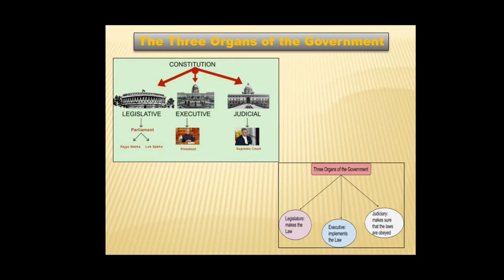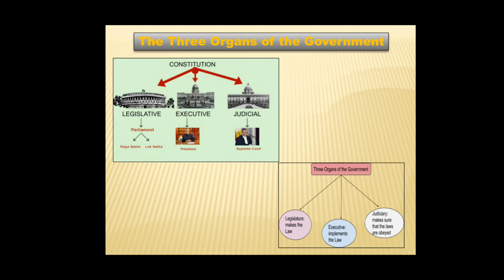The three organs of the government. What are the three organs of the government? The three organs of the government are legislative, executive, judiciary. Legislative makes the law. All the laws, all the rules are made by legislative or legislature.